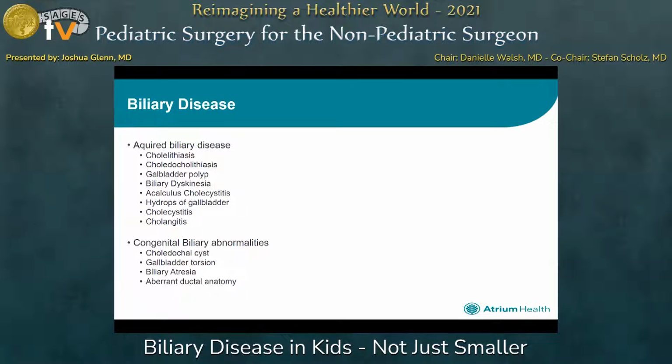Of the congenital anomalies, aberrant ductal anatomy is the most common, however, still relatively rare. Choledochal cysts may present later in adolescence and adulthood. Biliary atresia presents in infancy and is rarely encountered by non-pediatric surgeons.